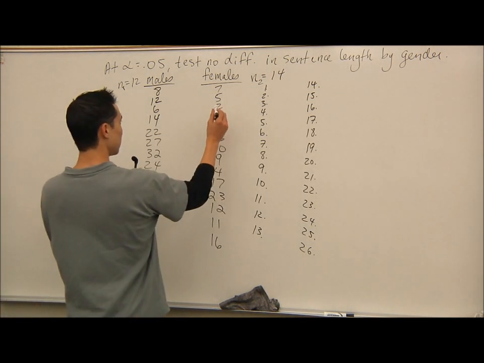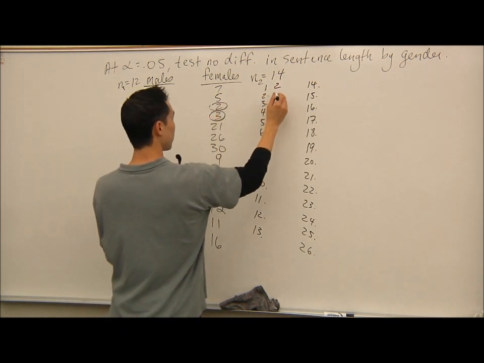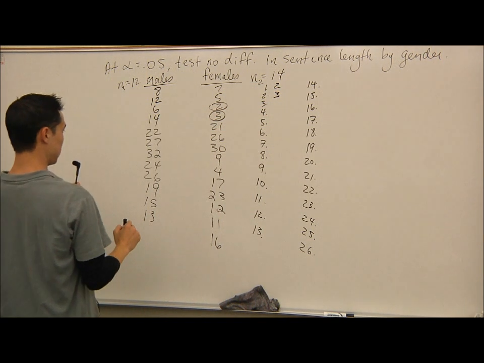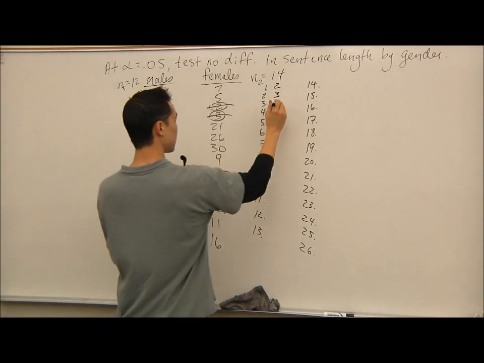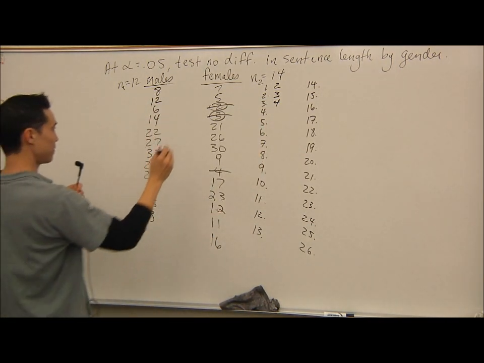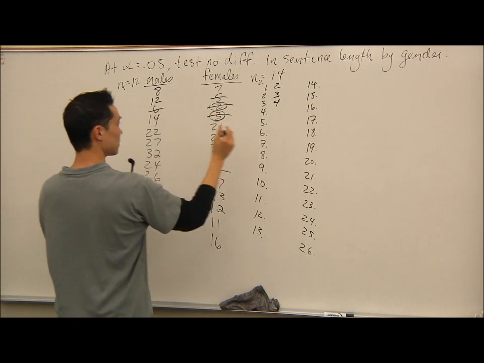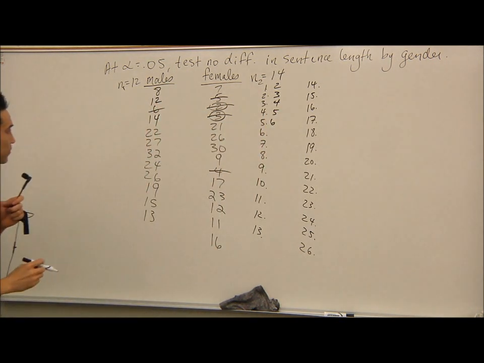So looks like 2 is the smallest. So 2, then 3, then 4. So don't mess this up. It's hard when you're so close to it. 5, then 6. Okay.